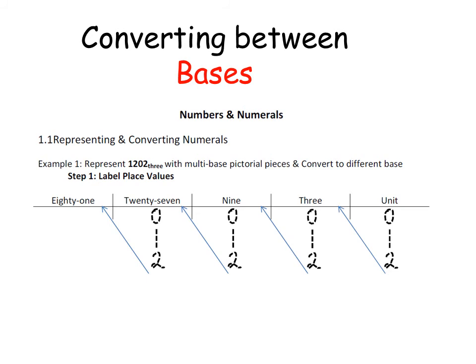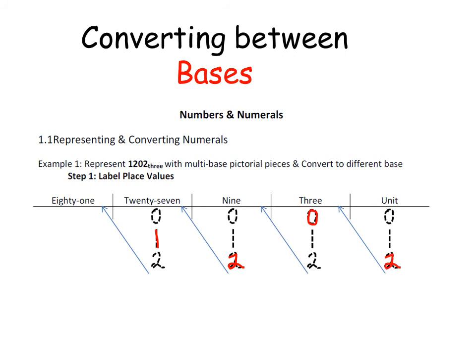First of all, I need to know what numeral name that represents. So I have 1 group of 27, because this is in base 3, so my place value names will be units, 3s, 9s, 27s, 81s, and so forth. So I have one group of 27, two groups of 9, 0 groups of 3, two groups of 1.